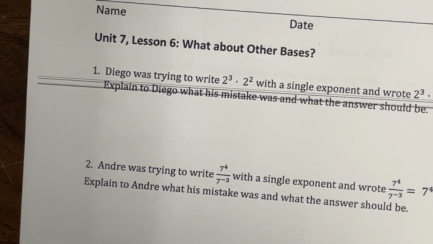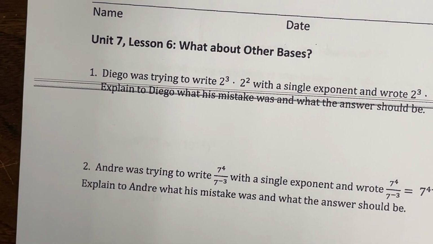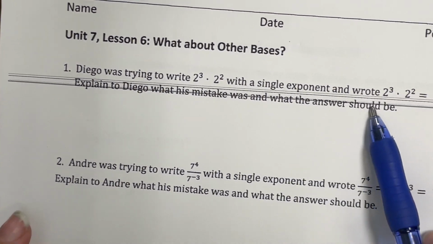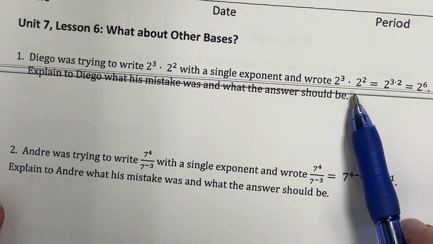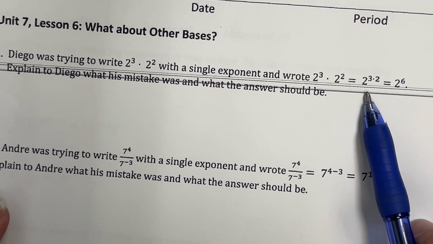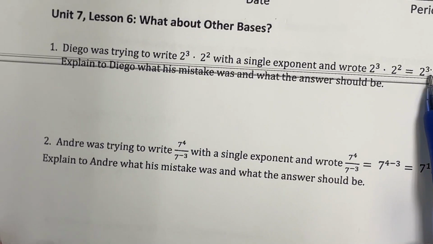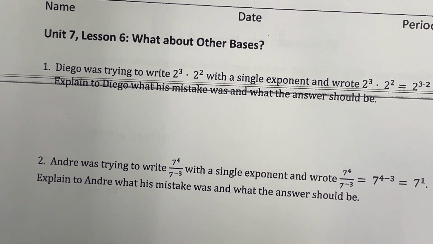So question number 1, Diego was trying to write 2 to the power of 3 times 2 to the power of 2 with a single exponent and wrote 2 to the power of 3 times 2 to the power of 2 equals 2 to the 6, and he multiplied the exponents. Explain what Diego's mistake was and what the answer should be.